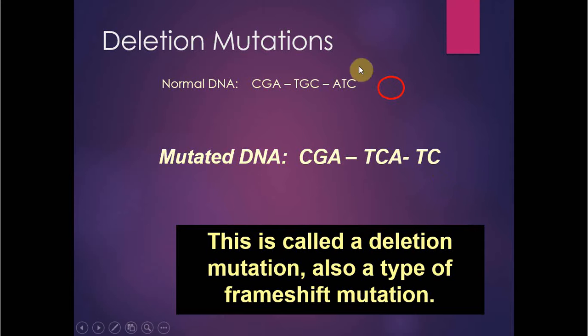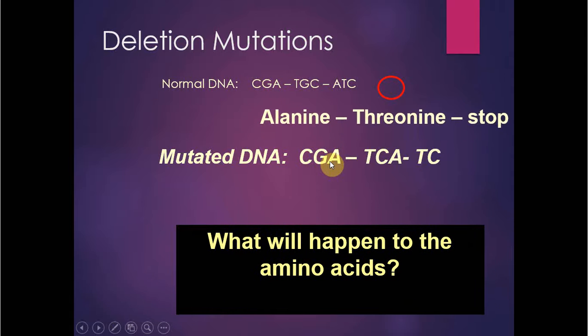Now look, this G is deleted and this C will come in place of G and this A will come in place of C to complete the codon. CGA codes for alanine. In normal DNA, this TGC codes for threonine, and this ATC will code for stop. While in mutated DNA, what will happen? CGA codes for alanine, this TCA will code for serine, and this TC will code none, and it will be left alone.